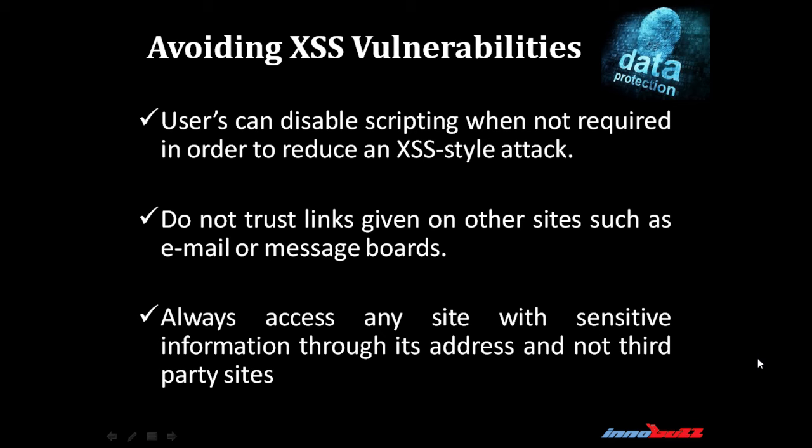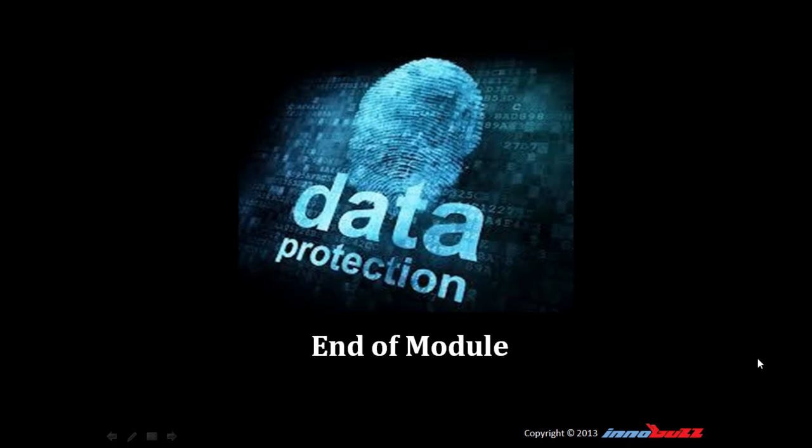In addition, it is recommended that users should disable scripting in browsers when it is not required. Keeping the rule of minimum trust in mind would be a good case in point here. Refrain from clicking on any suspicious links in emails and message boards, and access any site involving sensitive information through its URL rather than through third-party sites. This was all for the module on cross-site scripting. I hope it was informative enough for you to grasp the essentials. Following this will be a practical demonstration, in order for you to see what such attacks look like in practice.